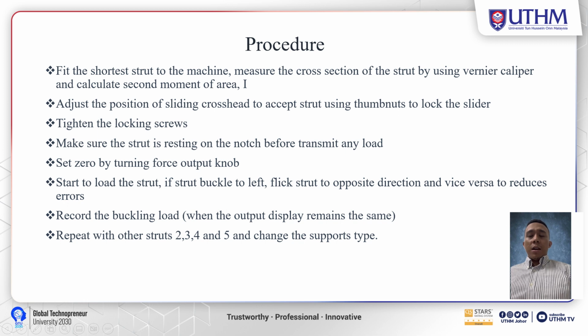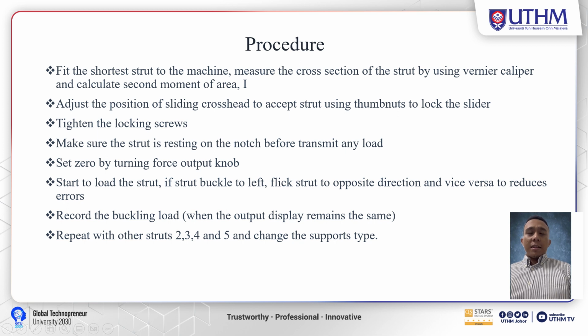Now the procedures for the strut experiment. First, fit the shortest strut to the machine, then measure the cross section of the strut and calculate the second moment of area, I, which is equal to BD cubed over 12. Second, adjust the position of the sliding crosshead to accept the strut, using the thumb nut to lock the slider. Third, tighten the locking screw. Fourth, make sure the strut is resting on the notch before applying any load.